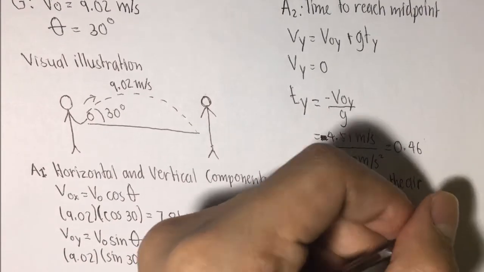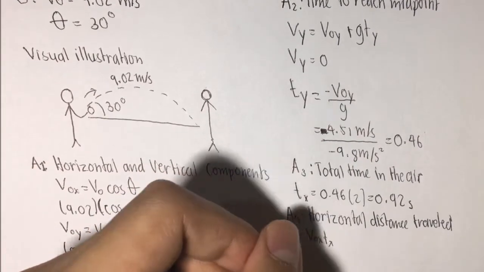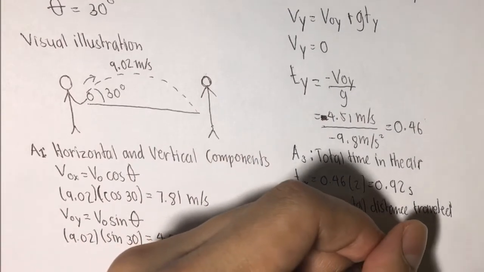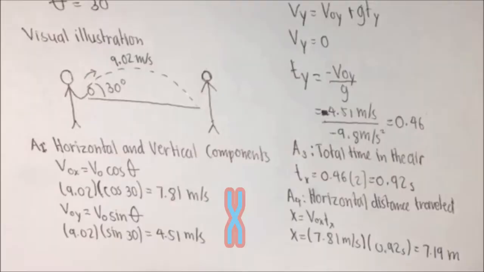Next, we're asked for the horizontal distance. You can also call it the horizontal displacement or range of how far the egg actually went. Let's represent this as x. Because we already have the velocity of x, which we know is equal to the x component of the initial velocity, and we also have tx, we could use the equation x equals the velocity of x times tx.